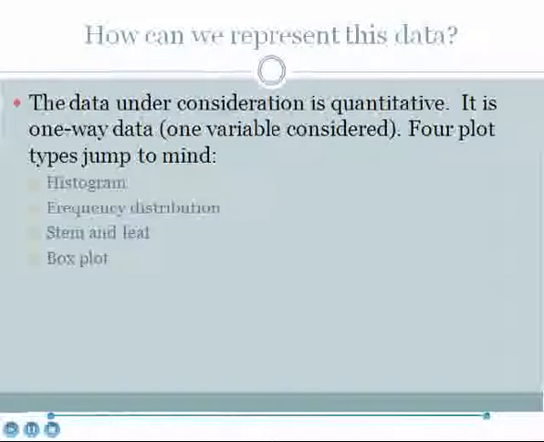The data we're considering is quantitative. It is one-way data, meaning that one variable only is considered. Four plot types should jump to mind when you think about quantitative data: histograms, frequency distributions, stem and leaf plots, or box plots. We'll consider each of these plot types, but leave the box plot type for a later module.